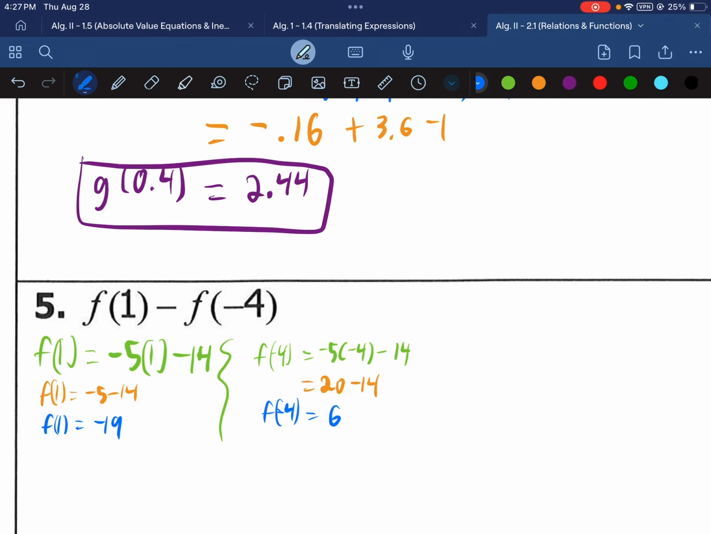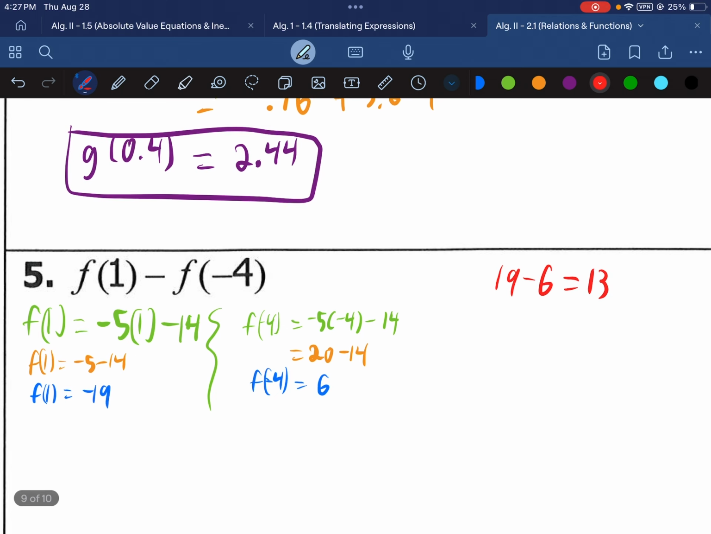And so now I do f of 1 minus f of negative 4. f of 1 is negative 19. And f of negative 4 is 6. And I get the result of negative 13. Meaning f of 1 minus f of negative 4 is negative 13. And I write my answer as so, including the f of 1 minus f of negative 4.